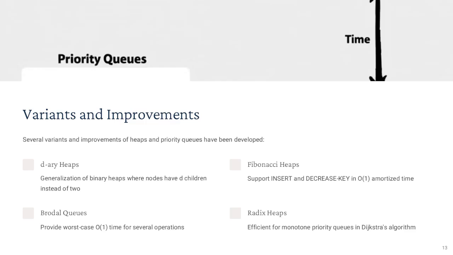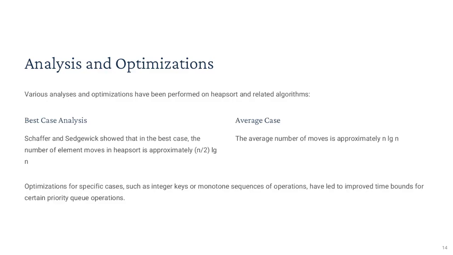Other notable variants include Brodal queues, which guarantee worst-case O of 1 time for key operations, and radix heaps, which are particularly efficient for monotone priority queues in Dijkstra's algorithm. These improvements demonstrate how specialized data structures can achieve better time bounds for specific applications, extending the utility of heaps and priority queues. A detailed analysis of Heapsort reveals several key insights and optimizations.